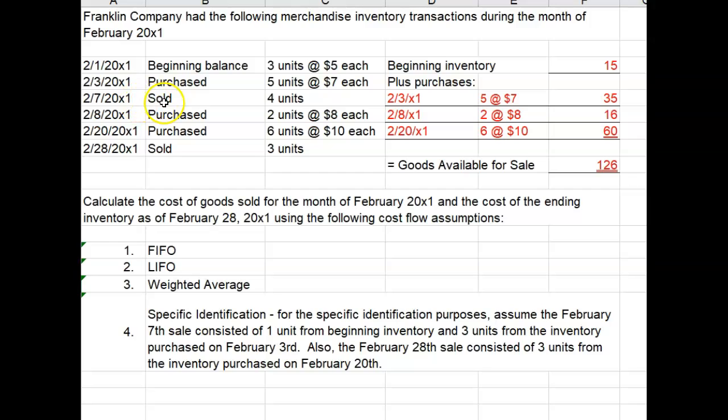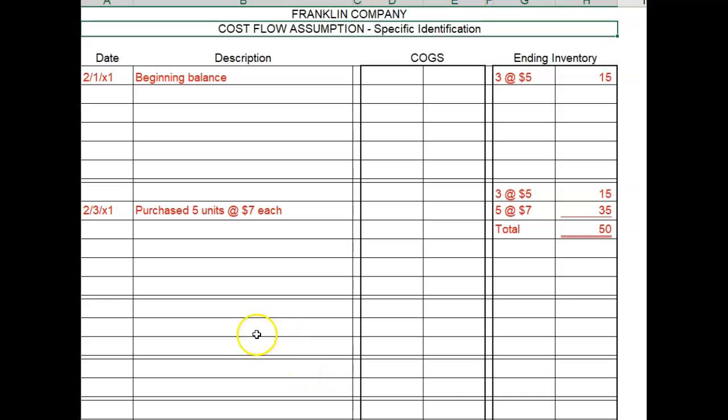Now, on the 7th of February, we sold 4 units, and our instructions are to apply the cost for 1 unit from the beginning inventory and 3 units from the inventory purchased on February 3rd. It's like baking a cake, just follow the instructions. Let me show you how that works.